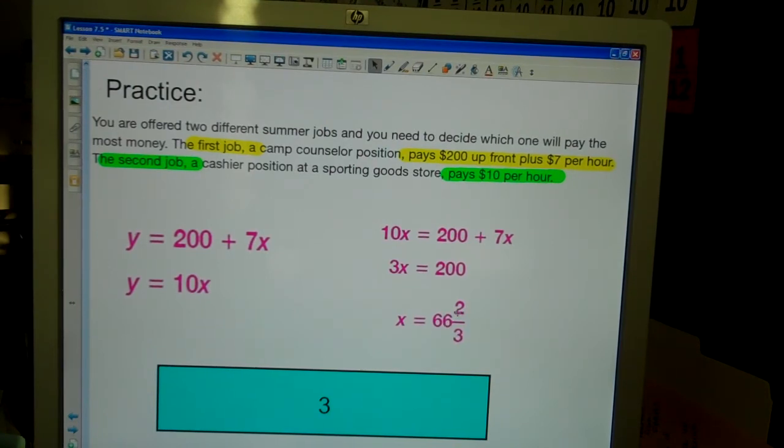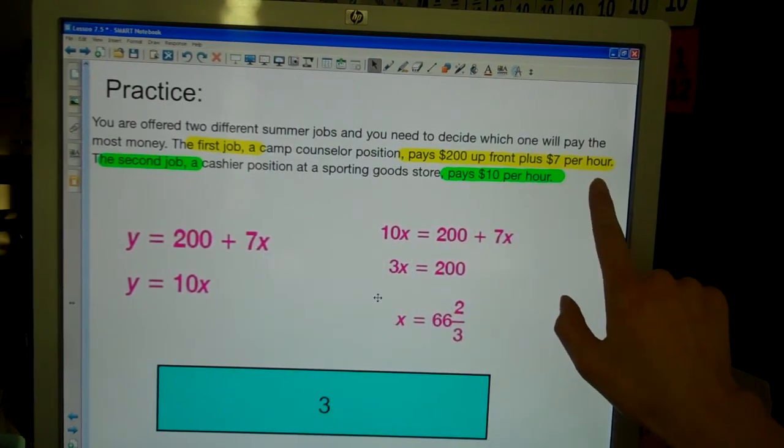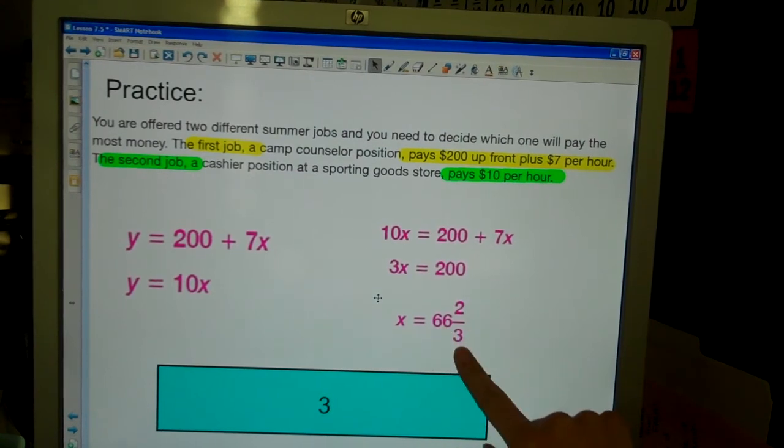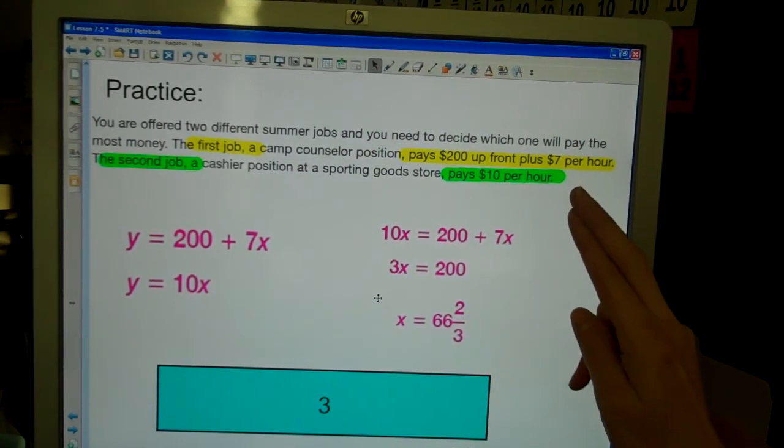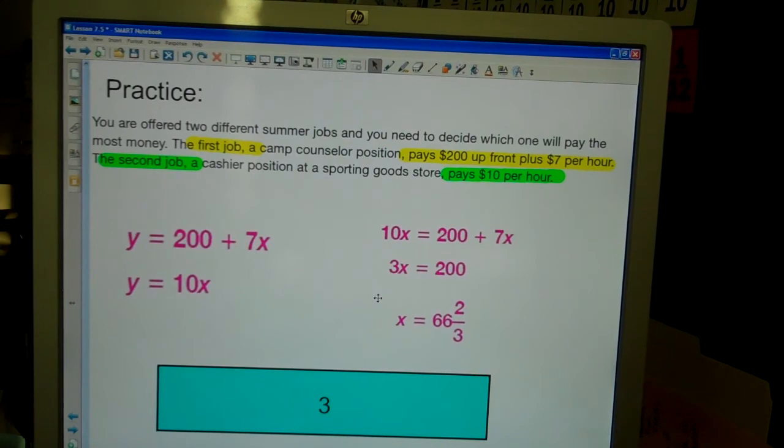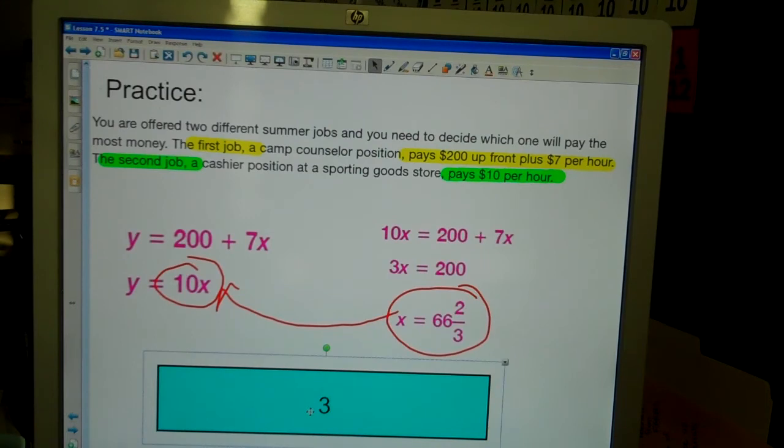What does 66 2/3 mean? Well, what did x stand for? X stands for the number of hours. So at 66 2/3 hours, both jobs will make the same amount of money. Well, what is that dollar amount? Where can you put this x value to figure out what that actual dollar amount is? Ding, ding, ding, you can take this answer and plug it in for x. Now, I don't know about you, but this equation seems like a little less work, so that's the one I'm going to plug it into.